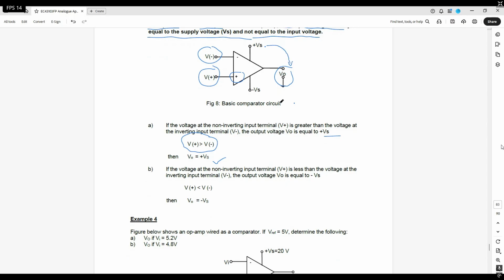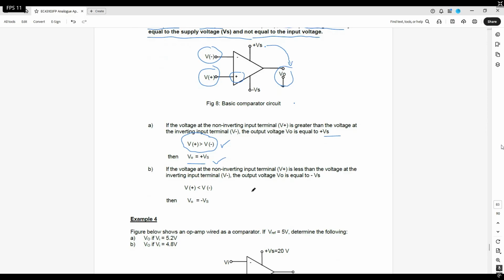Okay, this is the condition. The positive terminal voltage here is greater than the voltage at the negative input of the amp. This condition must be fulfilled. Then this will happen, because when you have a comparator, you need to compare. So that is a condition. If this positive is greater than the negative input, the output straight away is the supply voltage, which is over here.